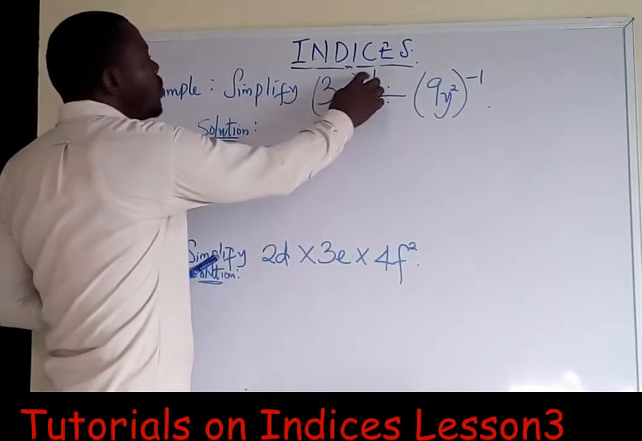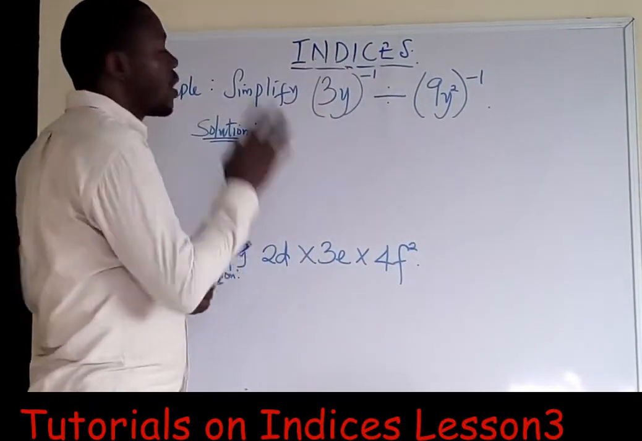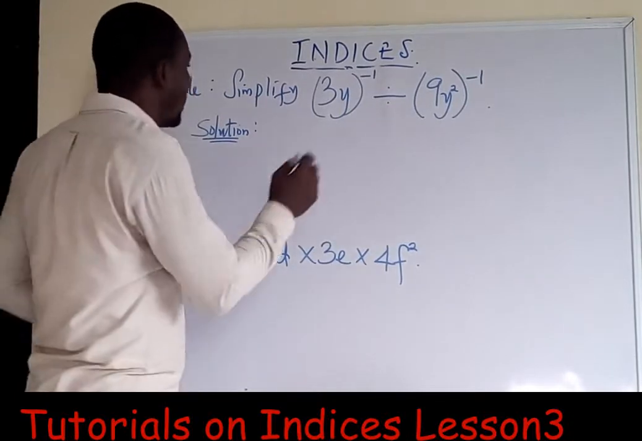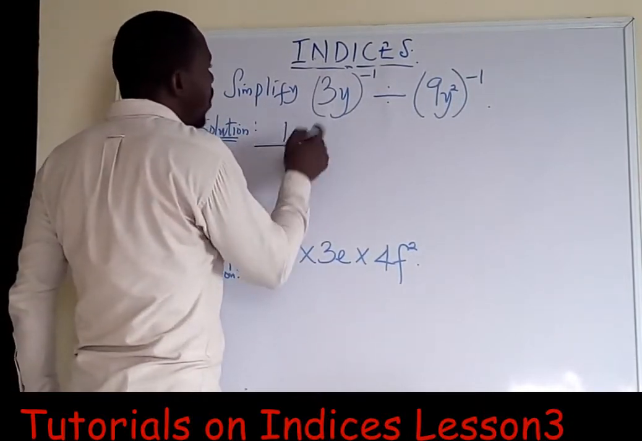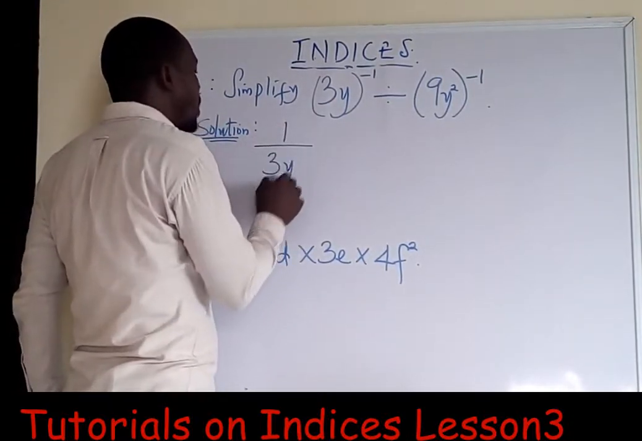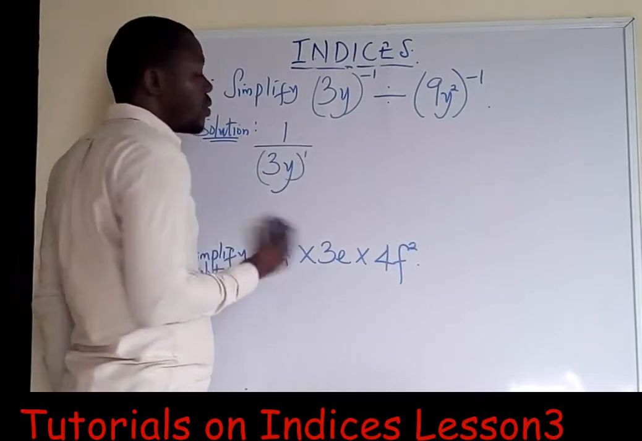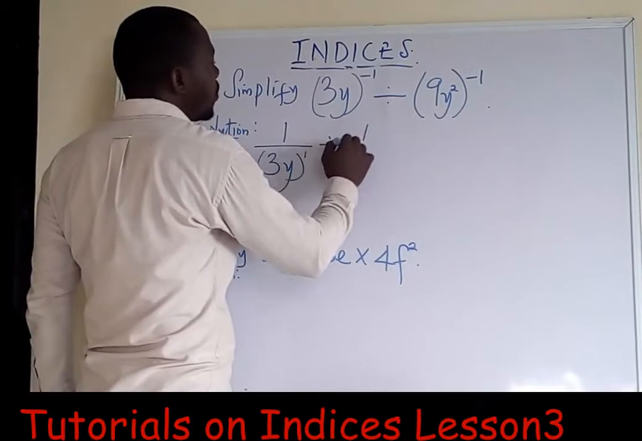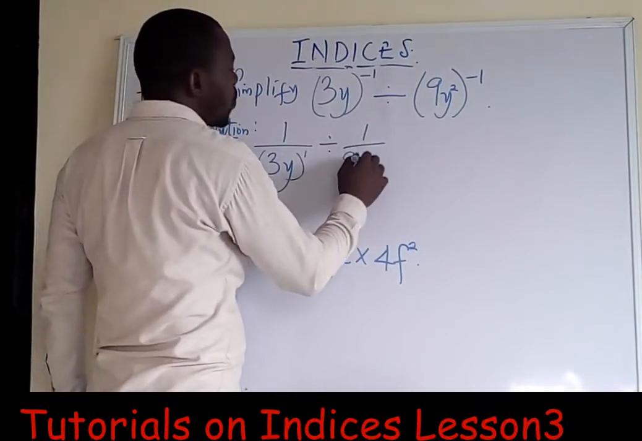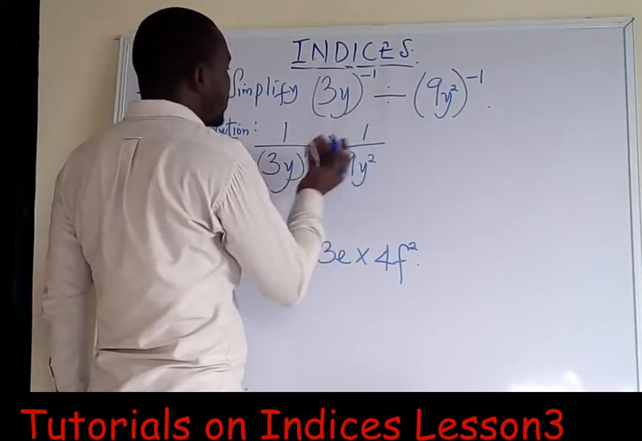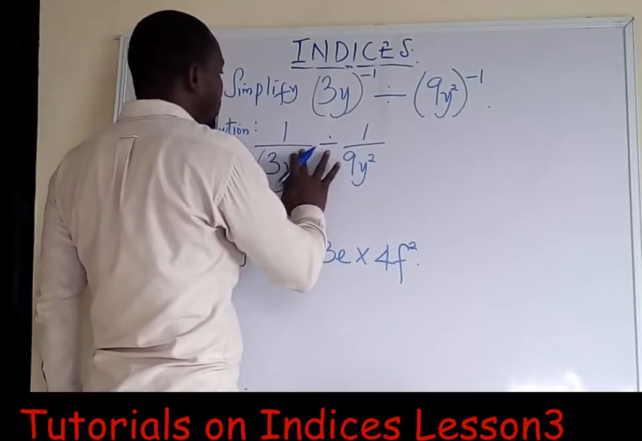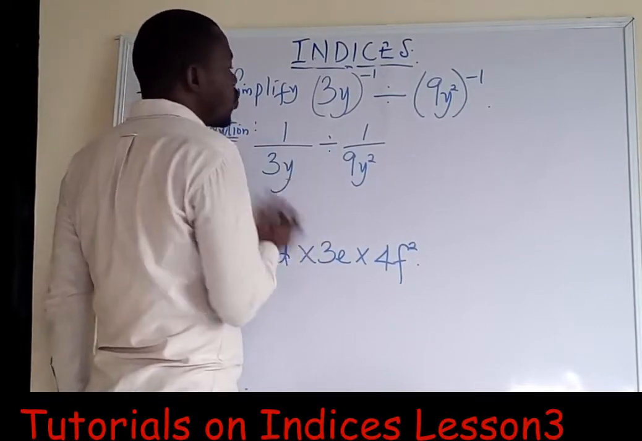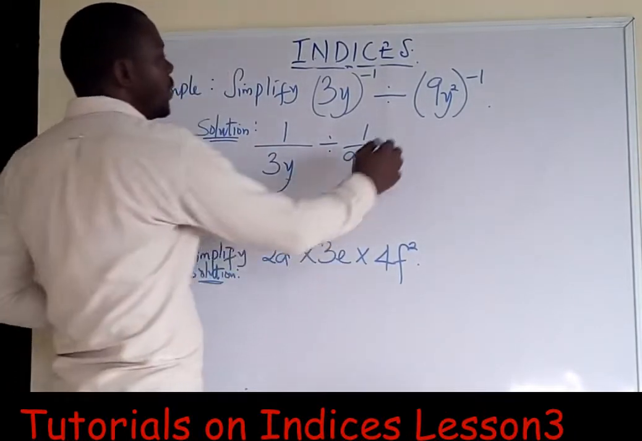And how do we deal with this minus? We are going to remove the minus first by saying 1 over everything that remains there. And this one is power 1, which is the same thing, divided by 1 over 9y squared. Because this is power 1, it doesn't matter if I put it there or if I don't put it, because it's just 1.